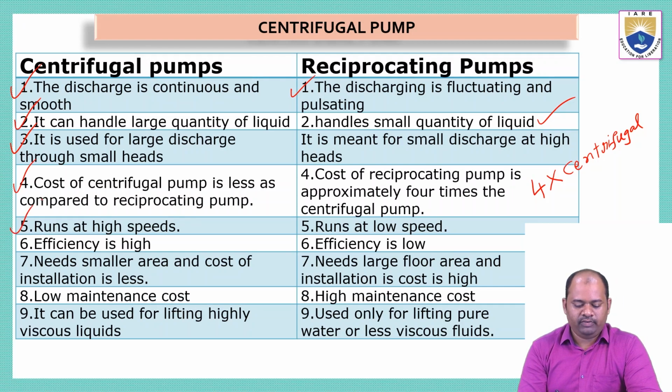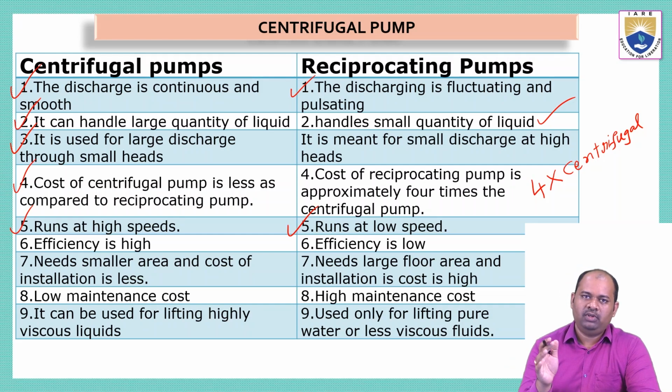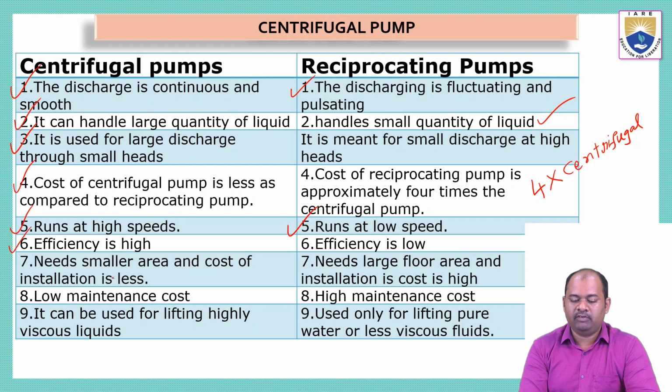And the next difference is the centrifugal pump runs at high speed, whereas the reciprocating pump runs at low speed, because we have to convert the rotary motion into to-and-fro motion, that is reciprocating. So the speed is low. And then the next difference is efficiency is very high in the case of the centrifugal pump, whereas efficiency is low when compared to the centrifugal pump.